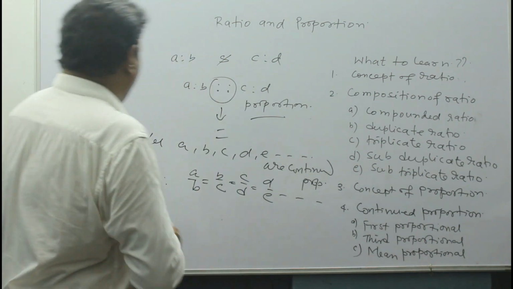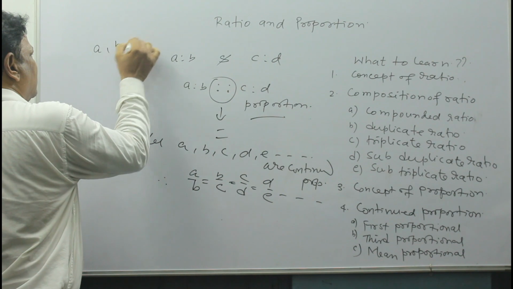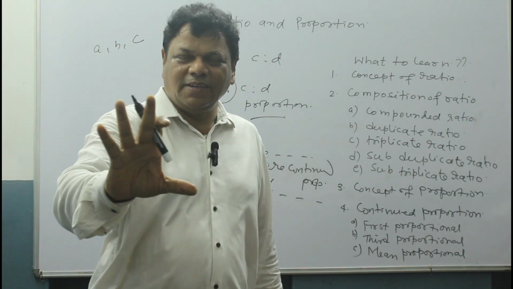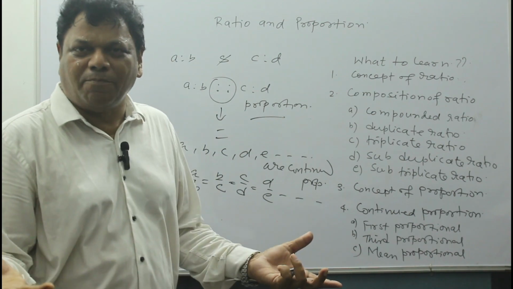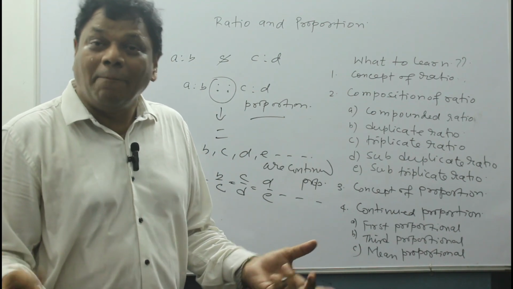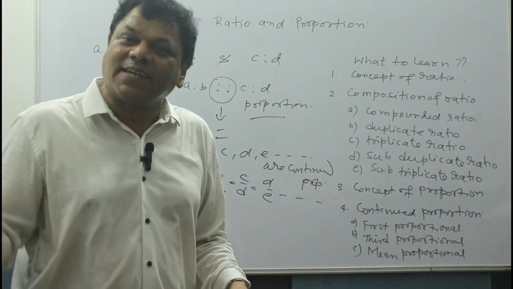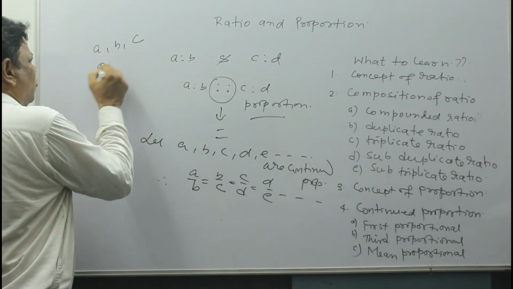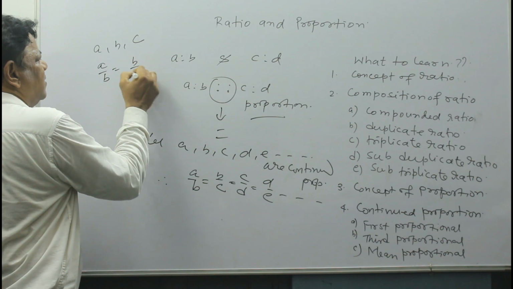If three terms are given, A, B, C, and they say find the proportion, we cannot find it. A, B, C, three terms are there. Where is the fourth term? How to find the proportion? But when they say A, B, C are in continued proportion, then easily I can do A by B equal to B by C.